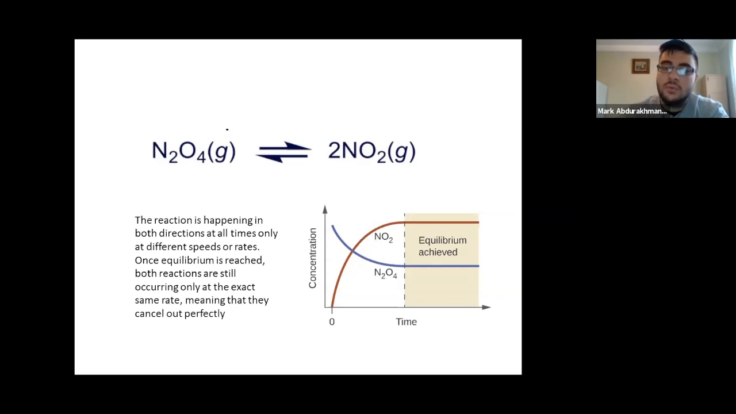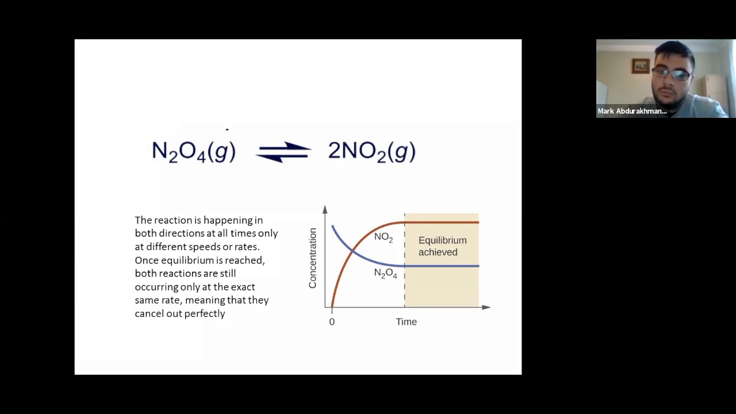Once it reaches a point, which is marked by this dotted line, where equilibrium is achieved, the system would consider itself, okay, we're perfectly balanced, we don't want to change the concentrations of either anymore, and so it maintains the concentrations as constant unless some outside source is changed.